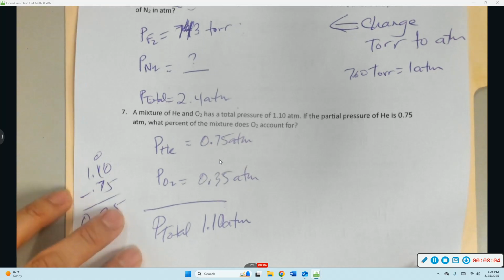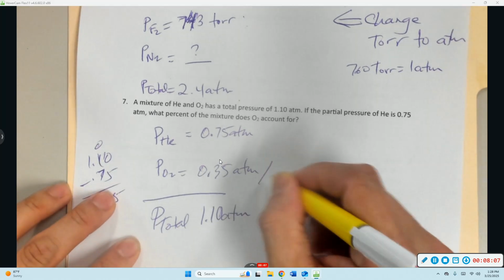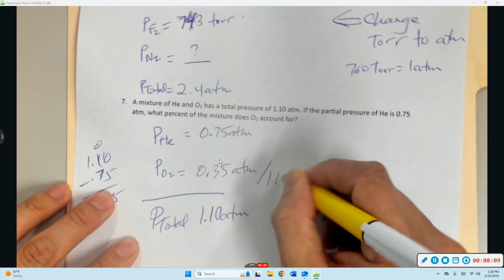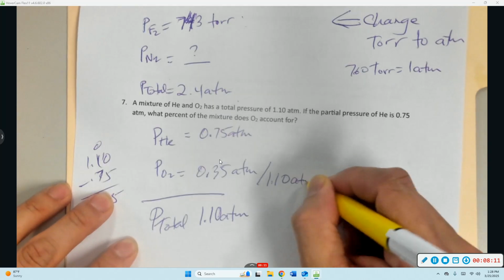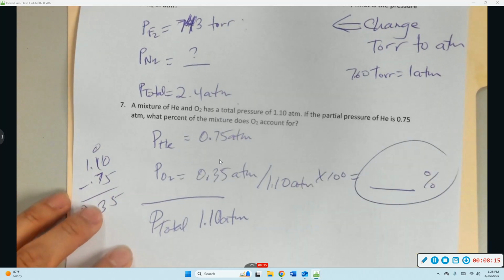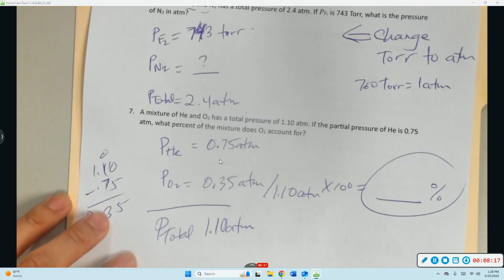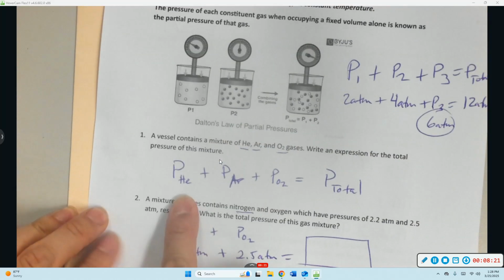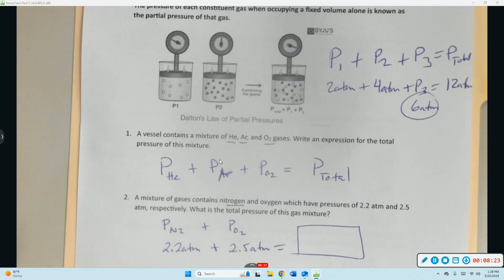It says what percentage? You just take 0.35 divided by the total, just like percent composition that we learned in the past, times 100, and you get your percentage. Okay. It's a very short and sweet lesson here. The key is the whole total. Just add up all the pressure to get the total pressure.